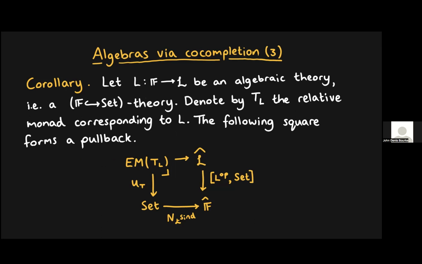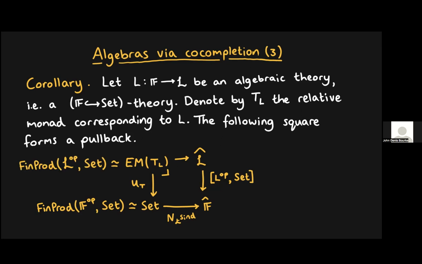Because if we consider L an algebraic theory, which is the same thing as a theory relative to the inclusion of finite sets into all sets, and we denote by TL the relative monad that corresponds to L, then from the previous theorem we have the following pullback. And we said before the category of sets is the same thing as the finite product preserving functors from F op into Set. This is just the universal property of F.